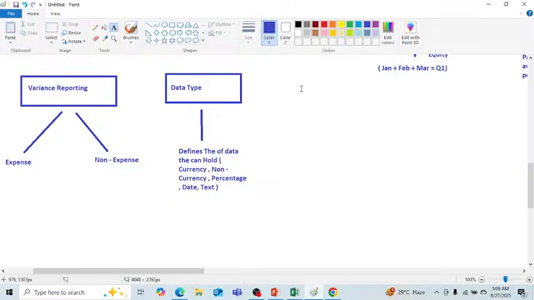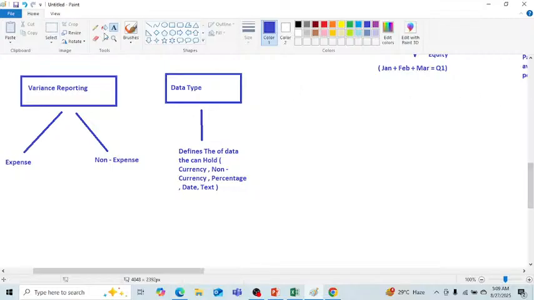So for the alias, as we know, it is a user-friendly name for the member. This is what users will see in the forms and the reports. In a nutshell, it is the alternative name of that specific account. So the last option that we have is consolidation.